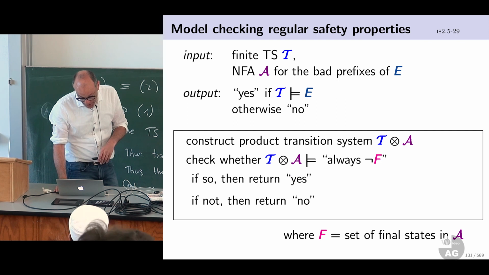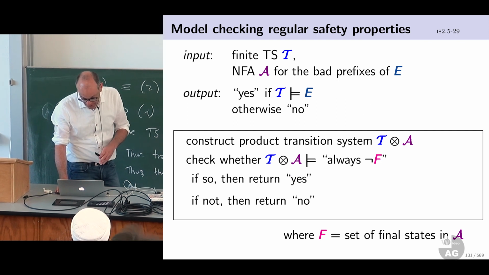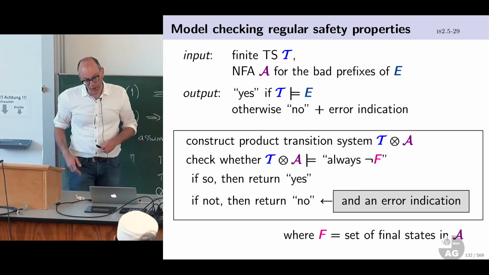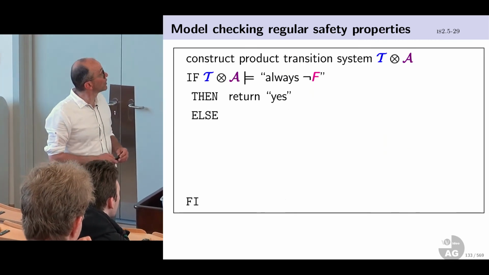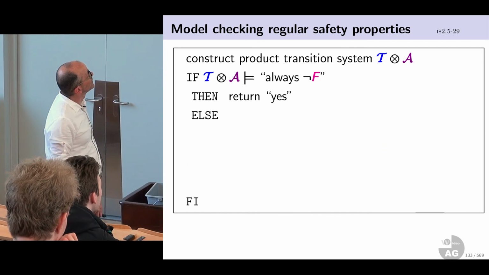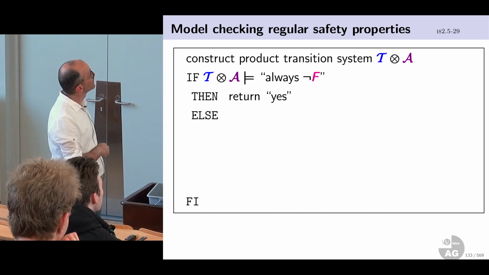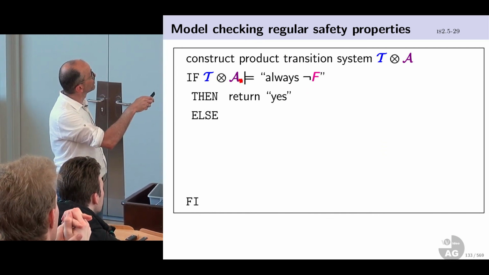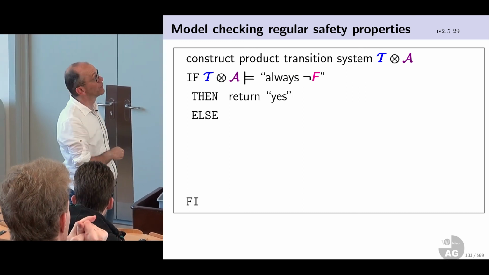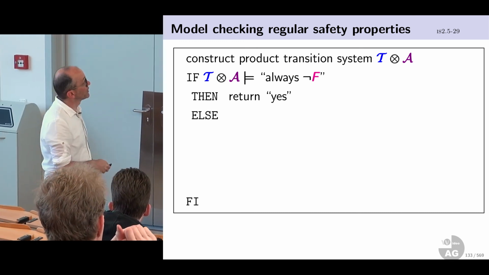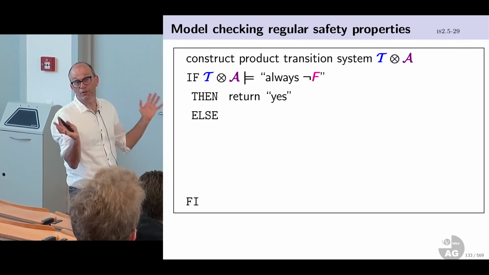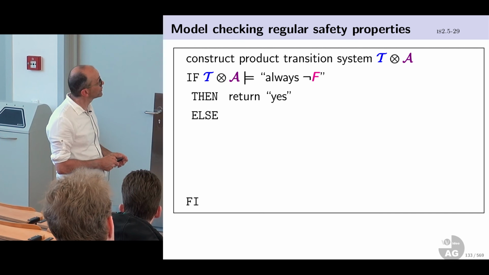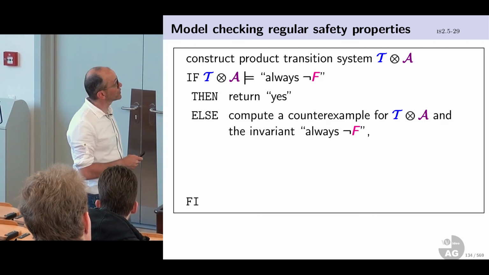If so, then you return yes, and otherwise you return no. I think that's pretty straightforward. And you can also get an error indication. How do I get this error indication in general? Well, this is the procedure. So you first construct this product. You check whether the product satisfies always not F. If this is the case, return yes, because you can never reach such a thing, so then the property is satisfied. If not, then you compute a counterexample.